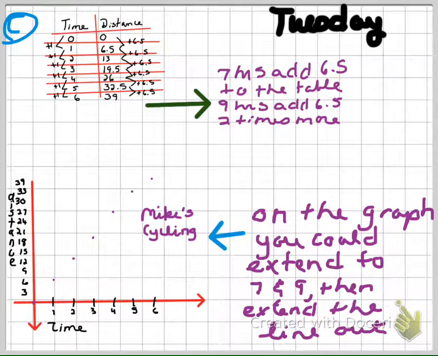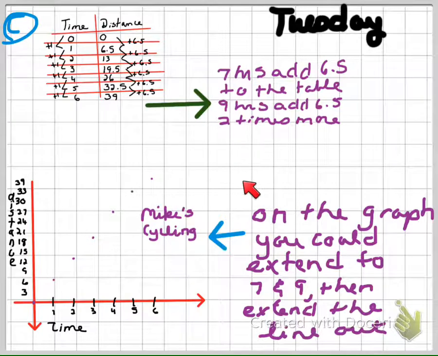So from the table, in order to find how far Mike went in 7 hours and in 9 hours, what I'd have to do is I'd have to add to the table. I'd have to go 7, and then I'd have to add 6.5 to 39, then I'd have to go 8, and I'd have to add another 6.5, and then I'd have to go 9 and add another 6.5, and that's how I would use the table to get the answer to distance for 7 hours and distance for 9 hours.